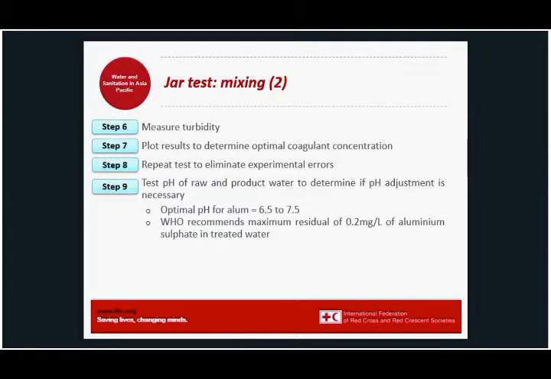In step 9, we want to test the pH of the raw water as well as the final product to determine if pH adjustment is necessary. The optimum pH for alum is 6.5 to 7.5. Outside that range it doesn't work as well, so we may need to consider adding other chemicals to change the pH of the water before adding the flocculant, before adding the alum.